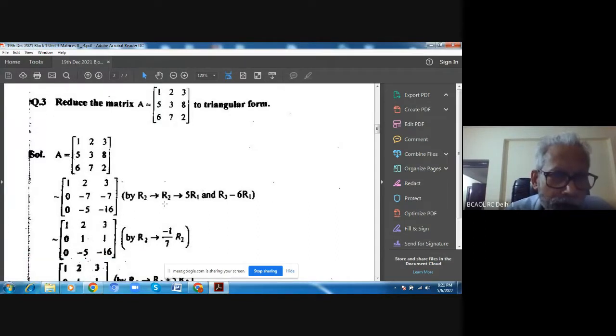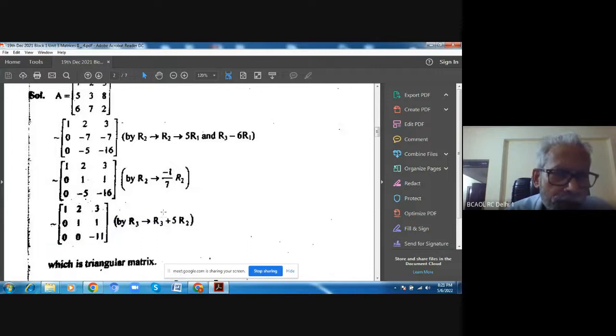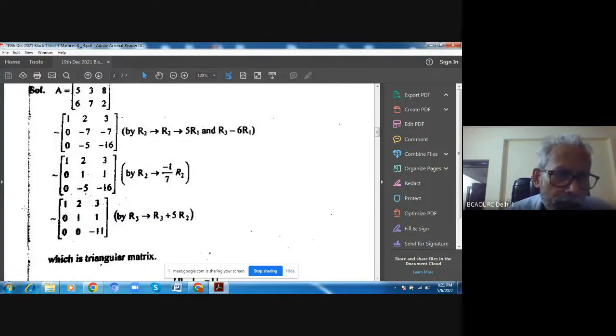You only have to stop when on the corner a triangle is formed. When the triangle is formed of 3 zeros, then you can stop here. Further reducing is not required. Then you can declare it is a triangular matrix.